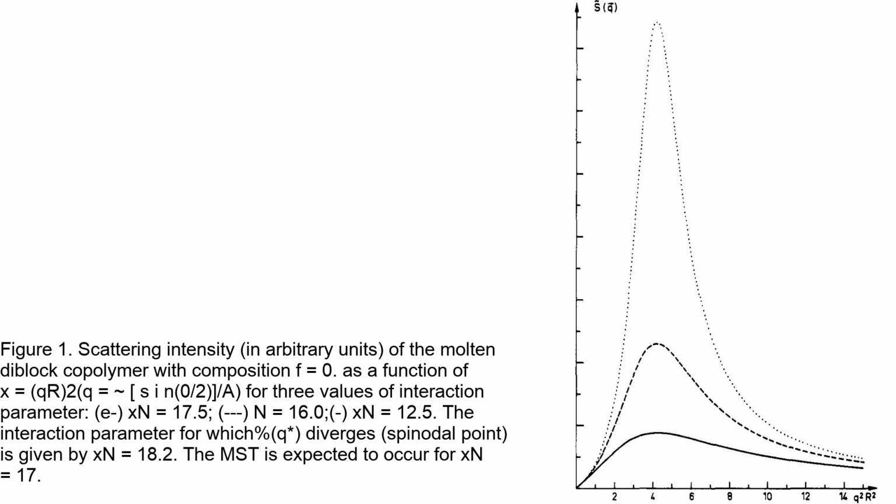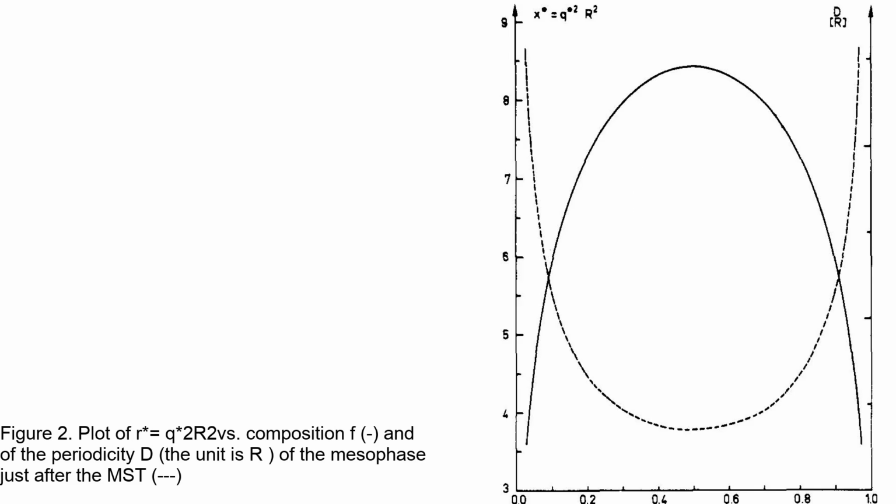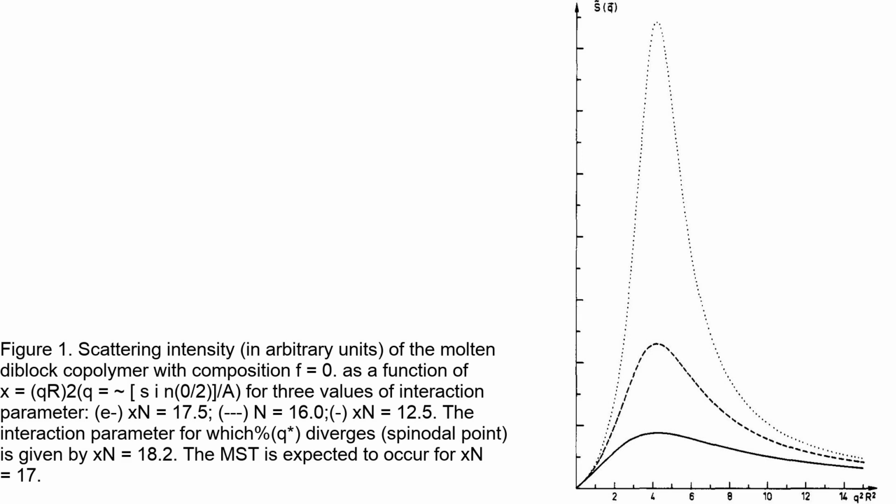the value of χN. The figure shows the plot of the product Q²R², where R is the radius of gyration of the copolymer chains, versus the composition f of the copolymer. The plot illustrates that for small f, Q increases rapidly, indicating a larger periodicity in the microdomain structure. The figure shows the scattering intensity S(Q) as a function of the interaction parameter χ for different values of χN. The plot illustrates that for larger values of χN, the peak in the scattering intensity becomes more narrow. The position of the peak, Q, does not depend on the monomer interactions.